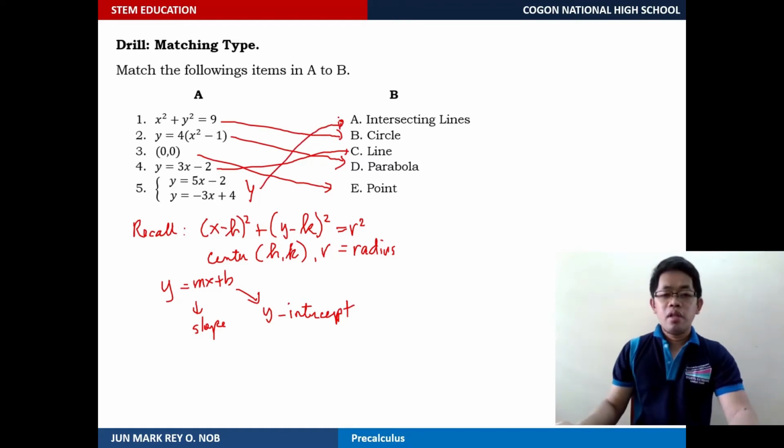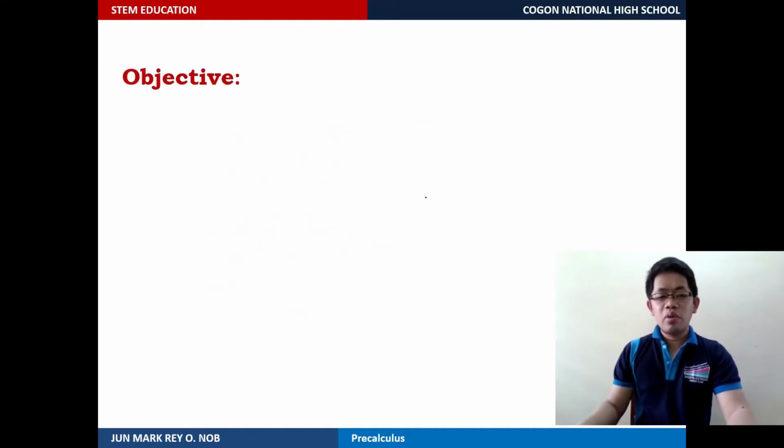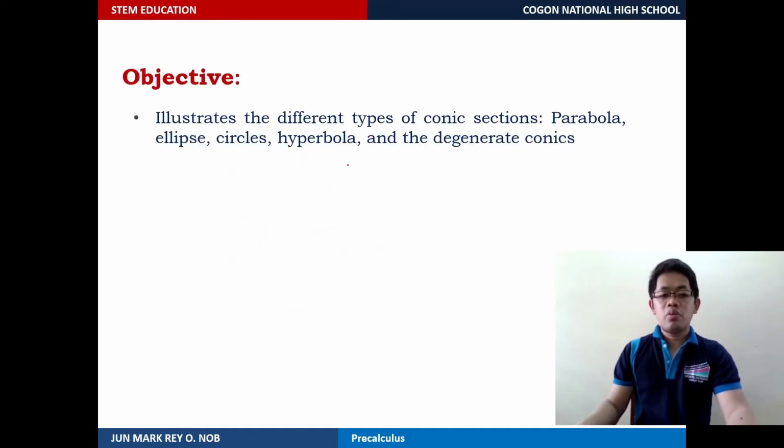Now, did you know, class, that intersecting lines together with circles, lines, parabolas, and points are actually part of a particular class of curves called conic sections? That is what we will be doing for today. We will be illustrating the different types of conic sections. Aside from parabola, we also have ellipse, circles, hyperbola, and degenerate conics.